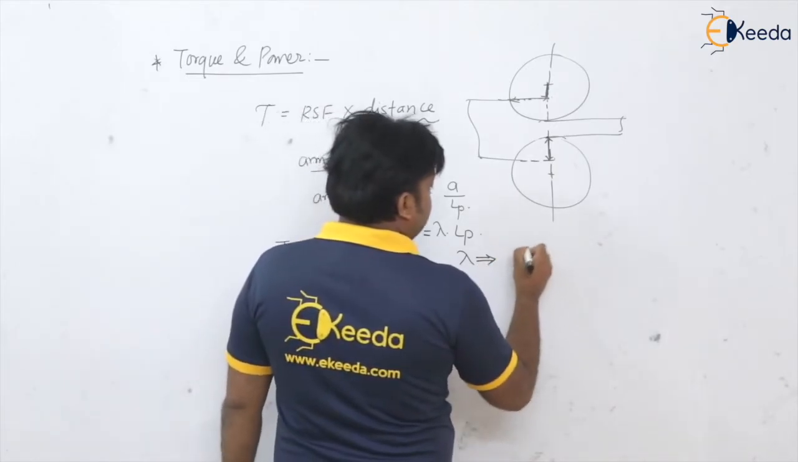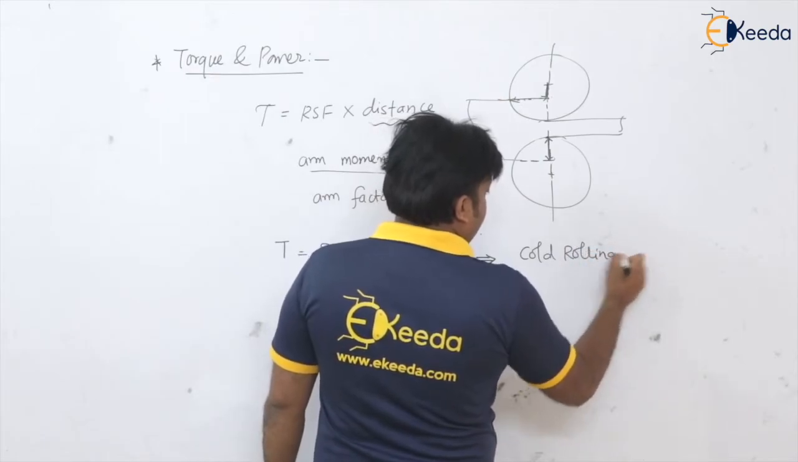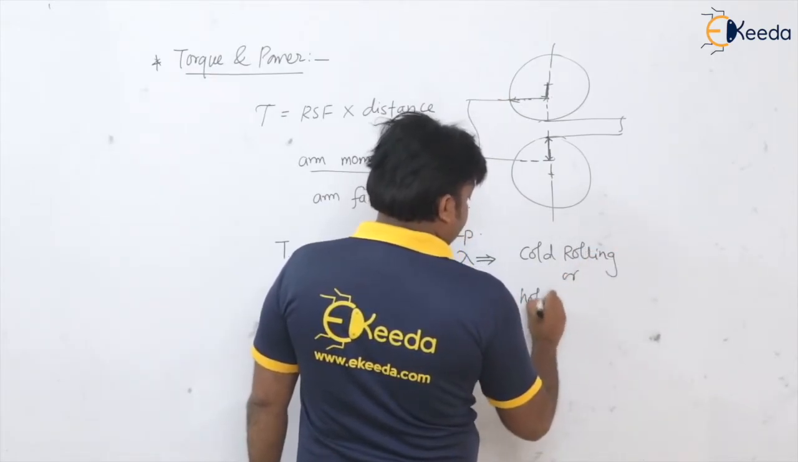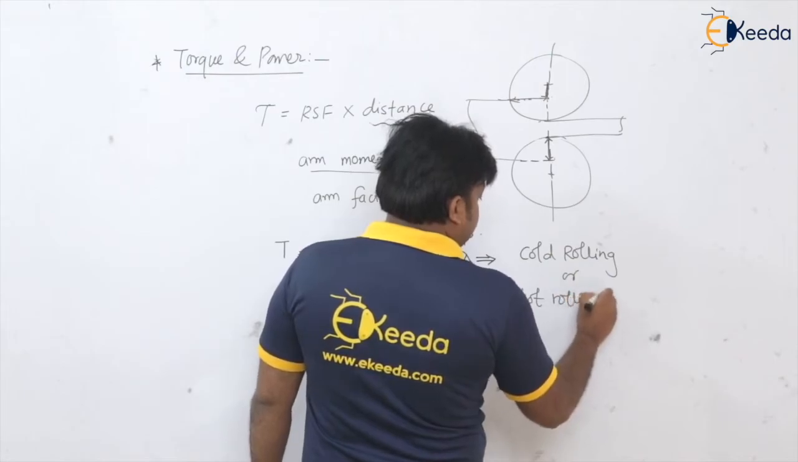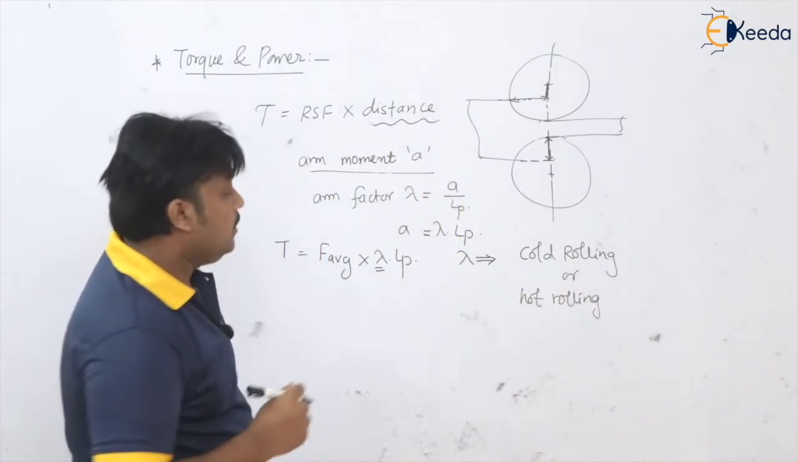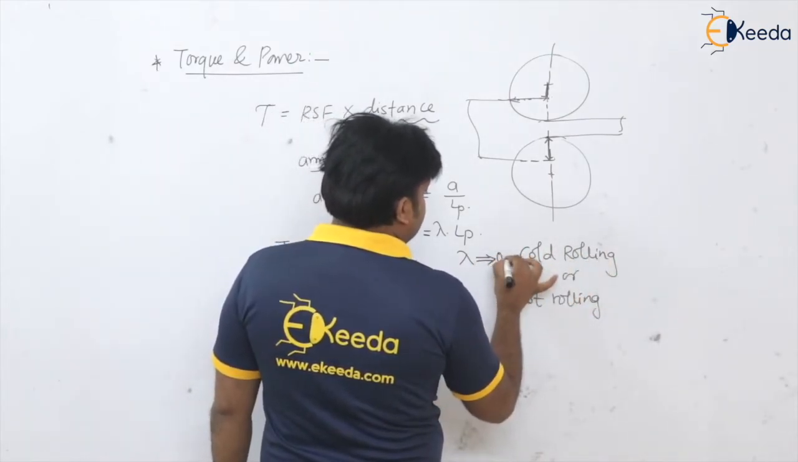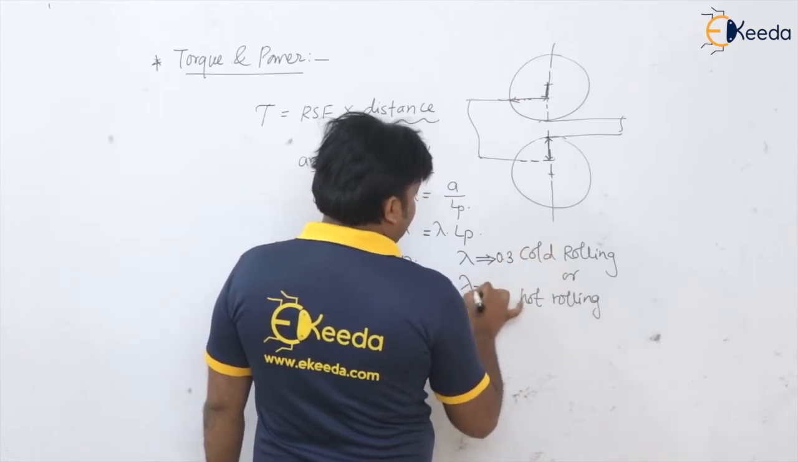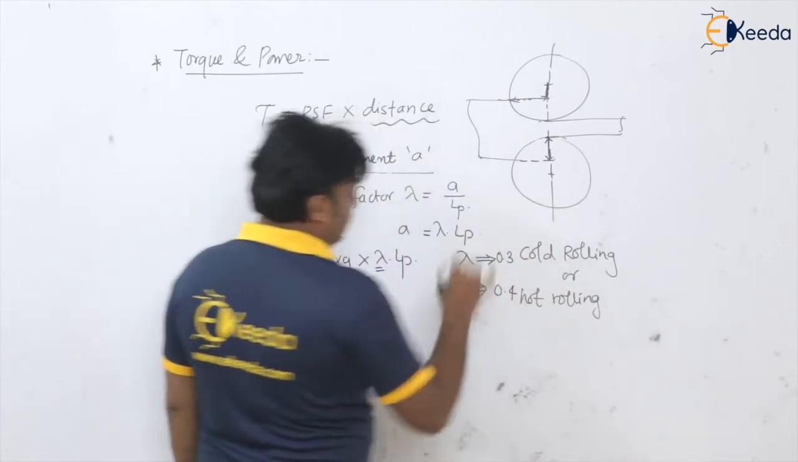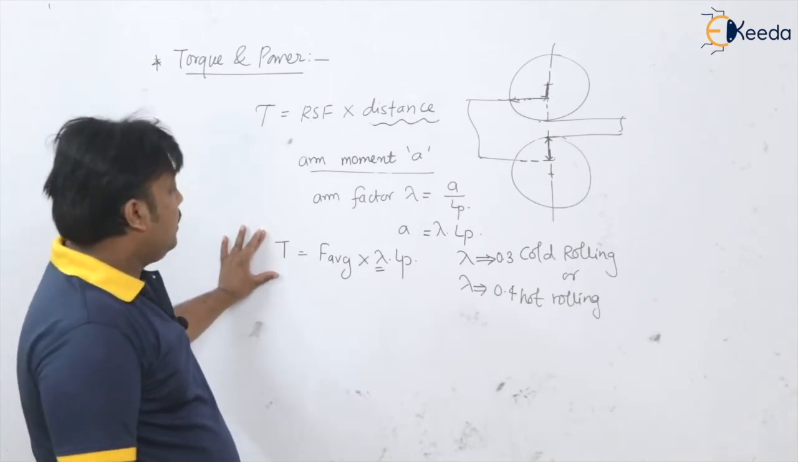This lambda value is basically taken based on whether the rolling is cold rolling or hot rolling, and we know that unless and otherwise stated, rolling is hot rolling. So lambda for cold rolling is taken as 0.3 and lambda for hot rolling is taken as 0.4. Please remember. So you get this torque, isn't it?